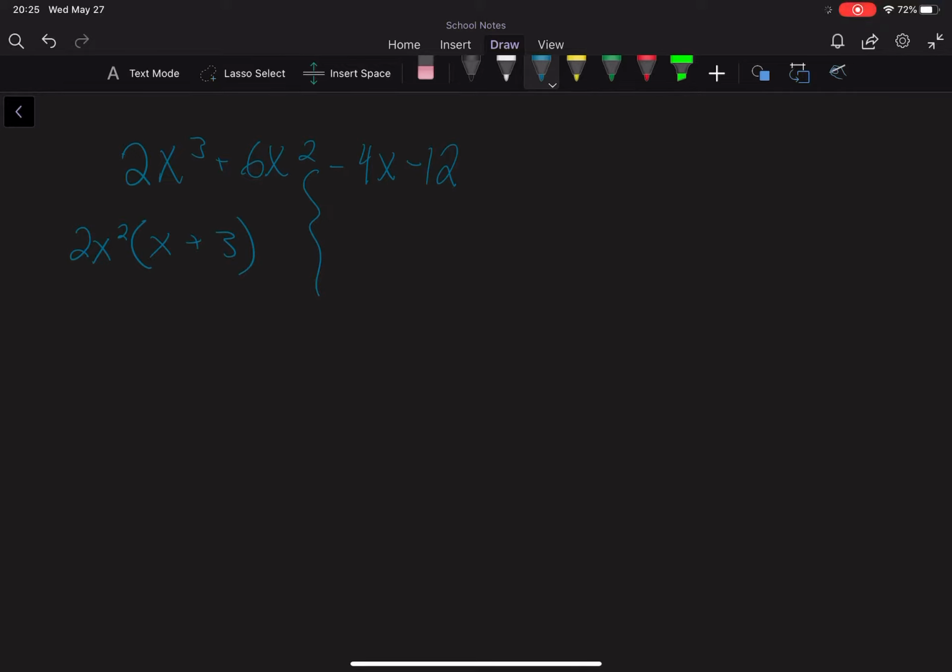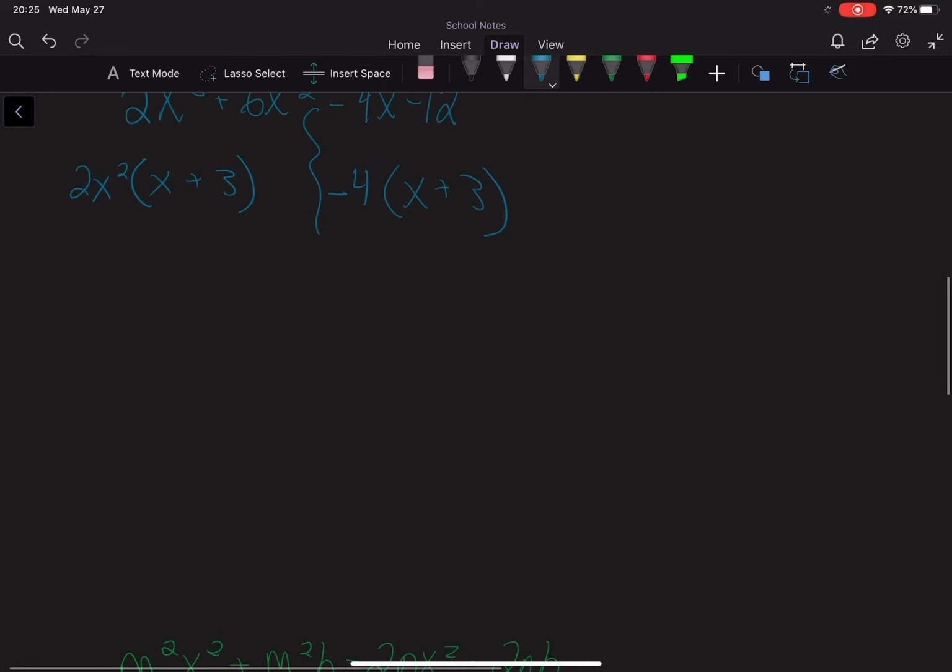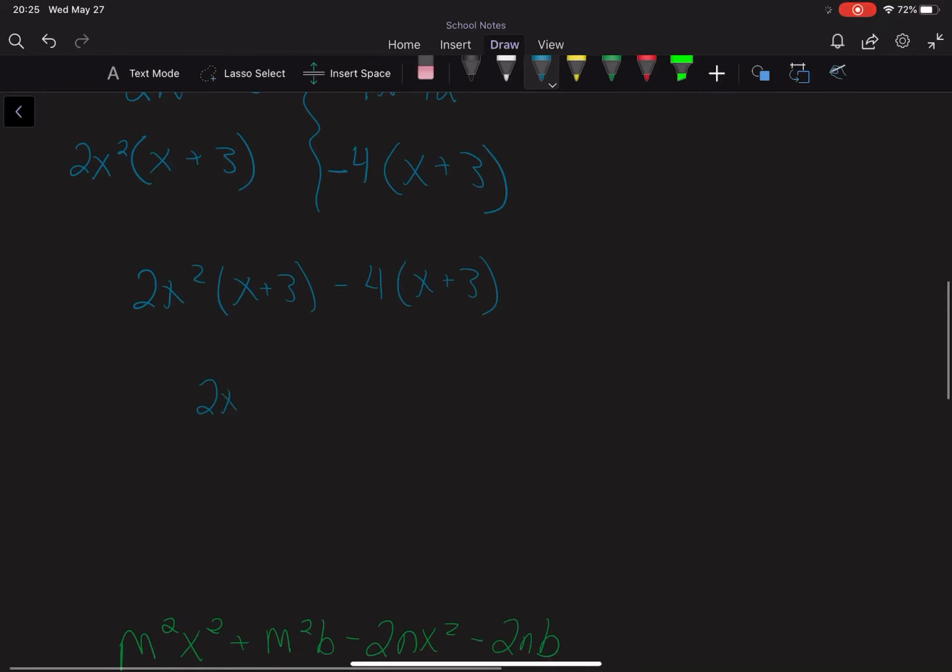And now we want to get another x plus 3 on the right-hand side. So how could we do that? Well, if we take out negative 4 as our GCF, we'll get x plus 3. So now these match. So let me fix this. And so now we have 2x squared times x plus 3, minus 4 times x plus 3. Pull out a GCF from those. We get 2x squared minus 4 times x plus 3. And that's our answer for that.